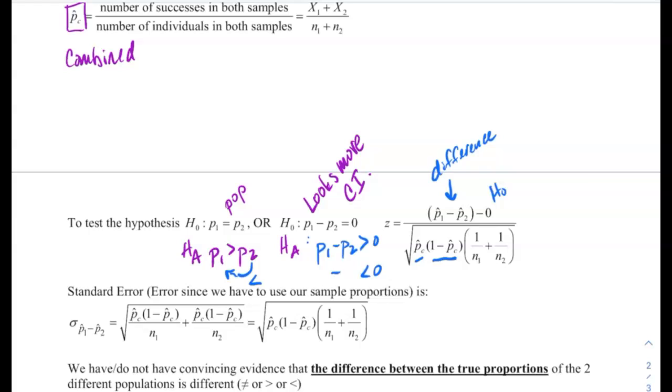And then we see that same thing going on in the denominator where we're going to make sure we add together the two groups. Okay, so this is, again, standard error, even though it's a test, because we don't have really a null hypothesis to go with here for both of our individual proportions.